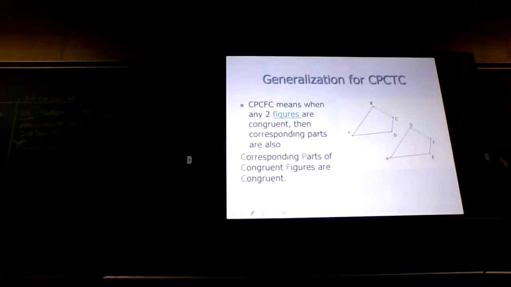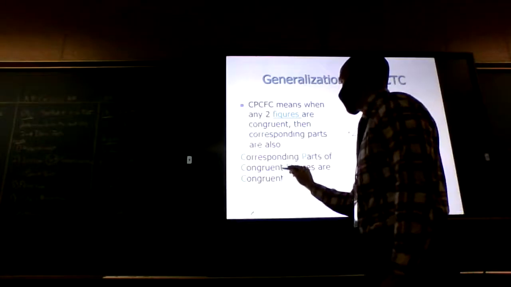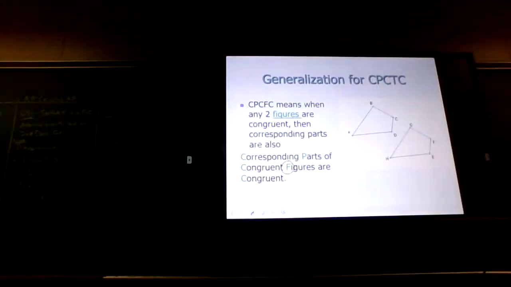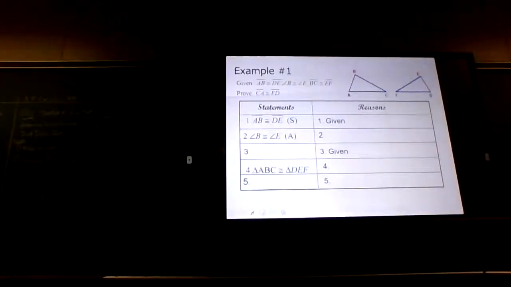Okay, this could be generalized to any shape. In other words, we could go past 3-sided figures and go to 4-sided figures or 5-sided figures, and it applies as well. Corresponding parts of congruent figures are congruent. Now notice in this situation, we don't call it CPCT, it's CF, I guess. I don't know. Okay, but we're going to only focus on triangles in this class for right now, okay?